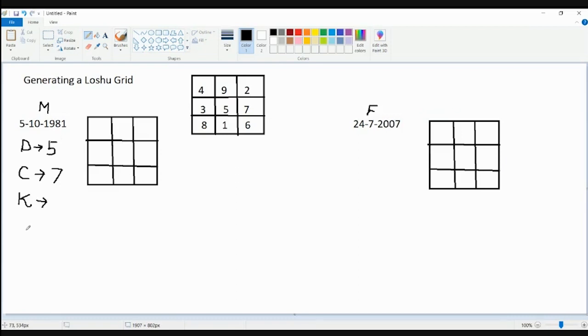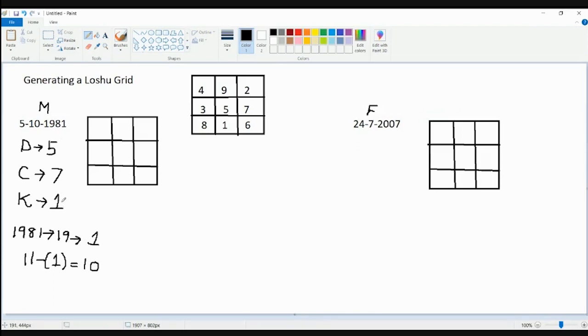For the male chart, first you have to reduce the year of birth to single digit. The year of birth is 1981. When you reduce it to single digit, it gives 1, because 1 plus 9 is 10, 10 plus 8 is 18, 18 plus 1 is 19. Now 19 again, 1 plus 9 gives 10, so this comes out to be 1. For male, you have to do 11 minus the number we obtained by reducing the year of birth to single digit. So this comes out to be 10. Now again reduce it to single digit, it comes out to be 1.